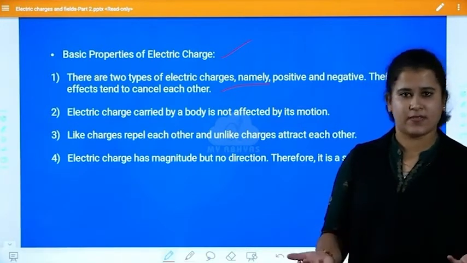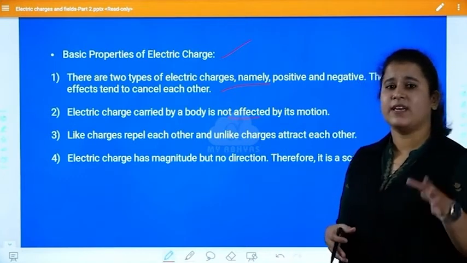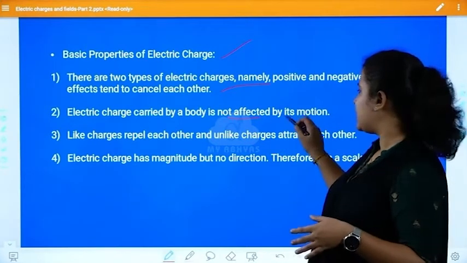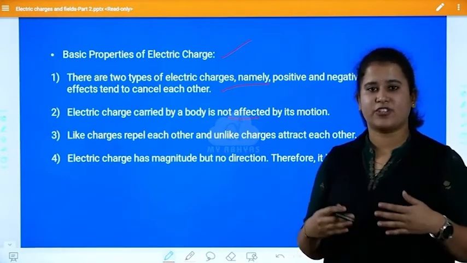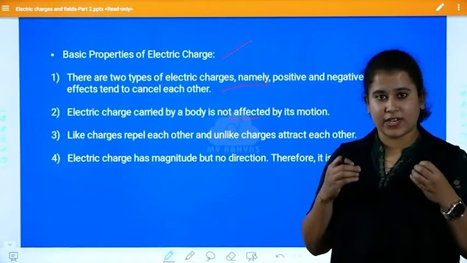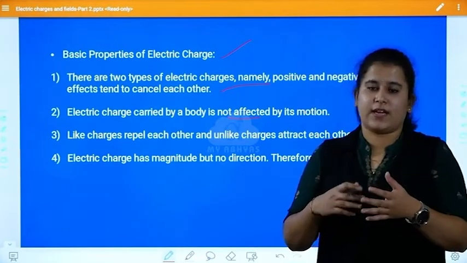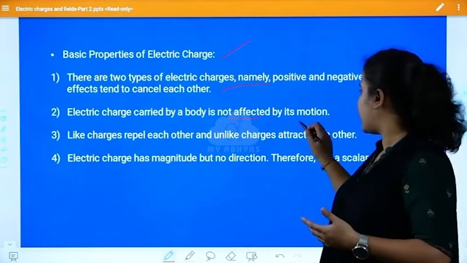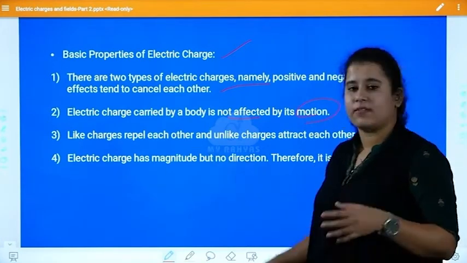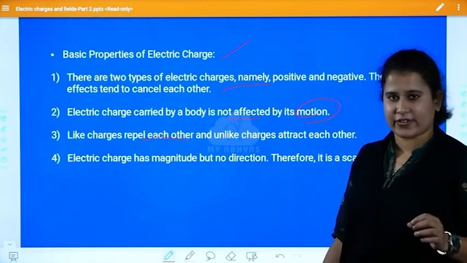That is, they ionize, we say generally. And next one is electric charge, which is carried by a body, is not affected by its motion. Okay, so whenever the charge is going, it is not affected by its motion, like in what velocity it is moving or anything. So that is not affected. Clear?